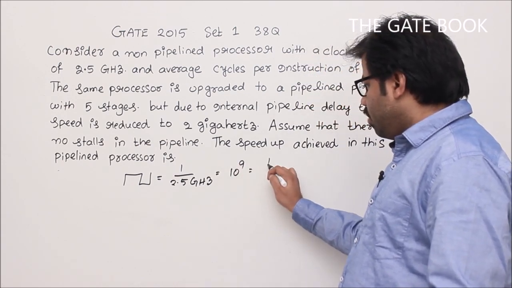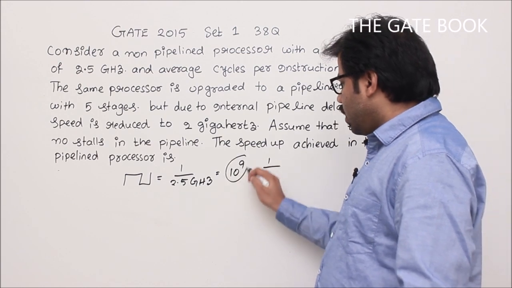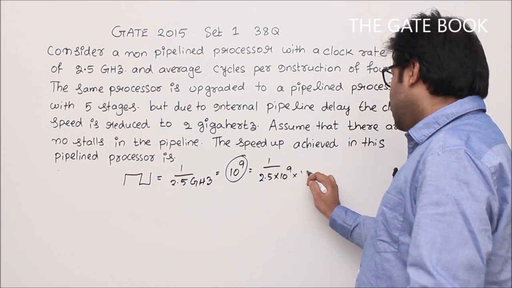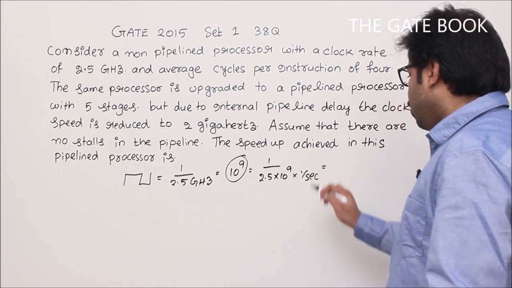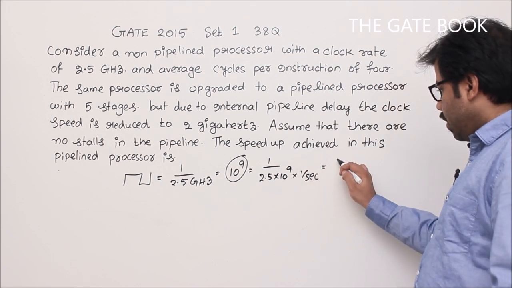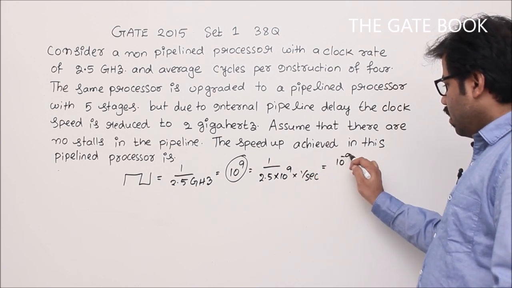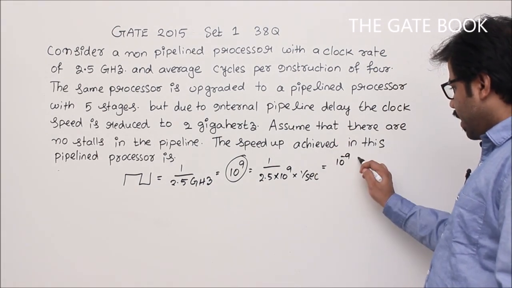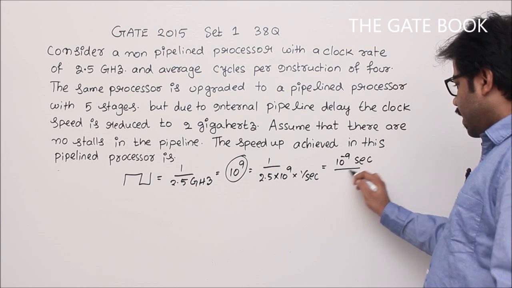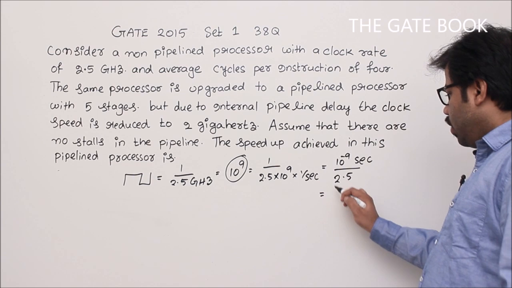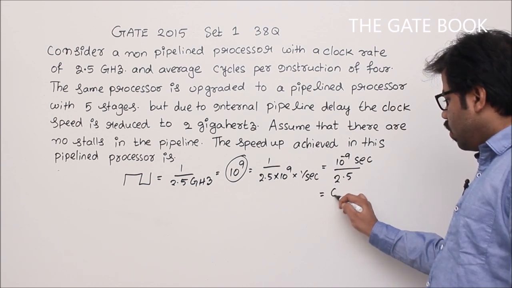So it is 2.5 into 10 to the power of 9 hertz. Hertz means 1 by second. So it would become 1 by 2.5 into 10 to the power of 9. If it goes up, 10 to the power of minus 9 second by 2.5. So 1 by 2.5 is nothing but 0.4.